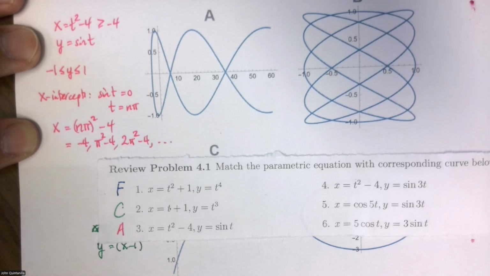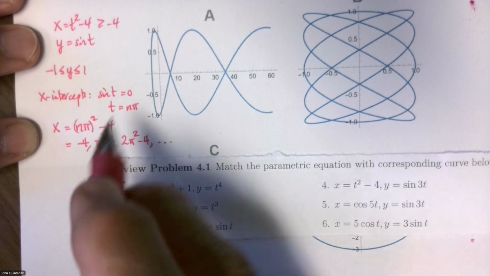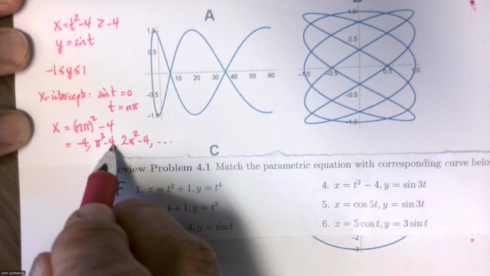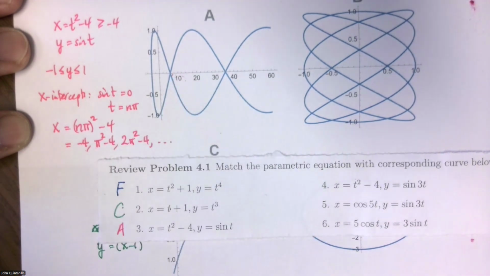And that's kind of what I see here. So negative 4 I see here. Pi squared is roughly 10. 10 minus 4 is 6. And I see I have my next x-intercept at 6.